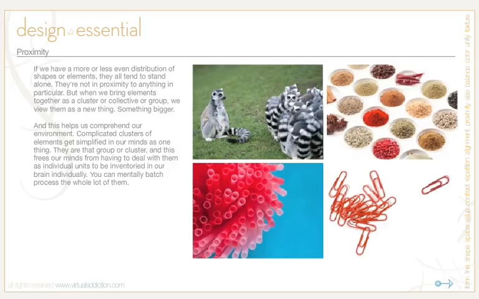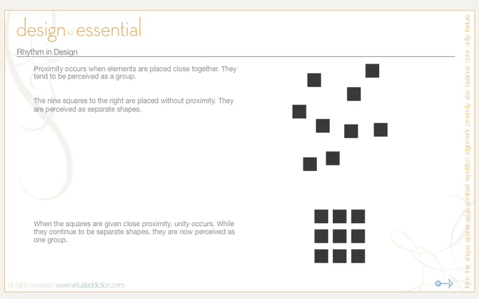There are many more examples that I'm sure you can come up with on your own because proximity is so intuitive. The trick is to think logically as you order groups of elements in your compositions. You're really using it as a strategy to streamline your audience comprehension of what you've set before them. Proximity occurs when elements are placed close together. They tend to be perceived as a group.